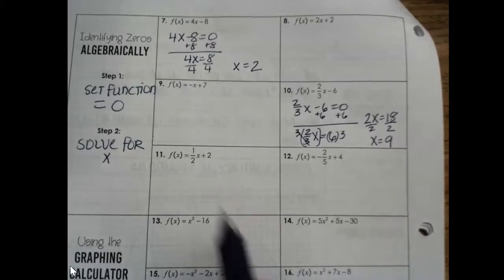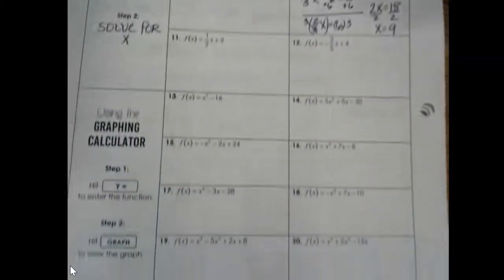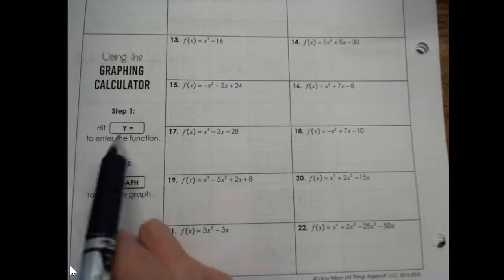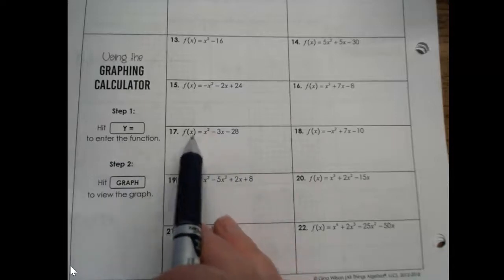So that's algebraically. You just take your equation, set it equal to 0, and solve for x. Graphing calculator. All right. So what you want to do here is hit the y equals button to enter your function. You don't have to put the f of x part. It's already in your calculator.